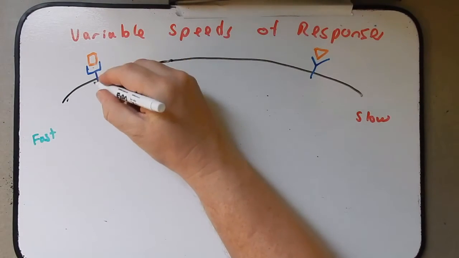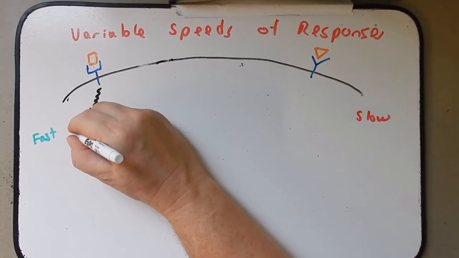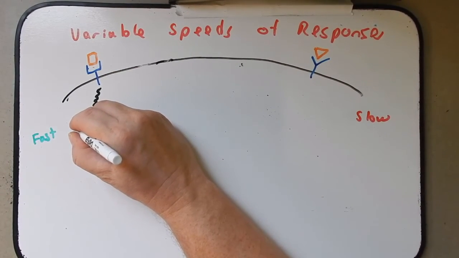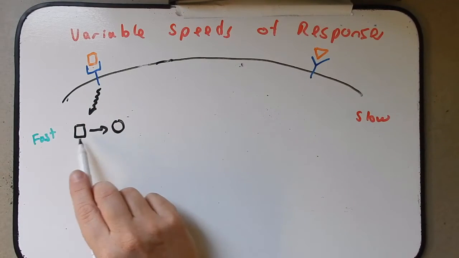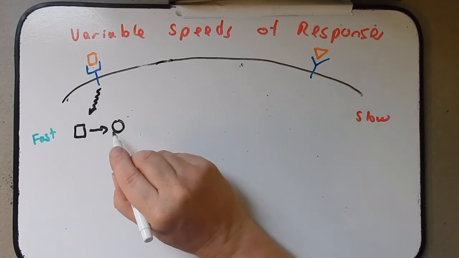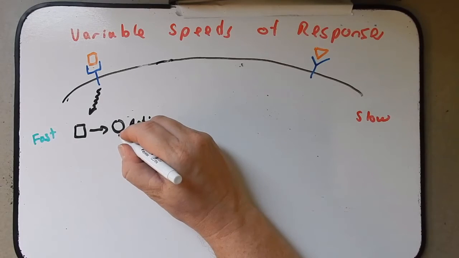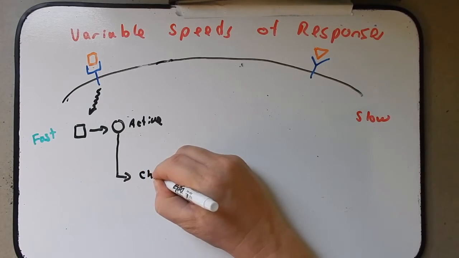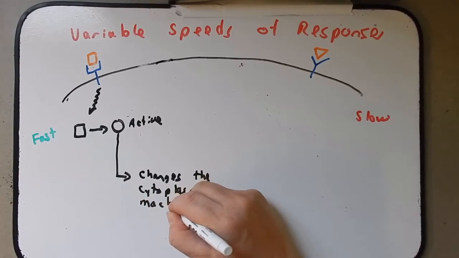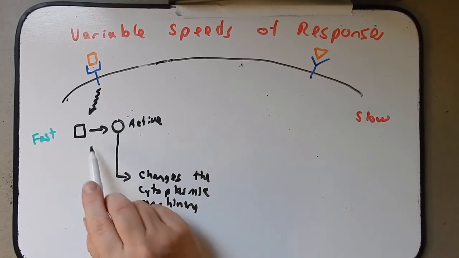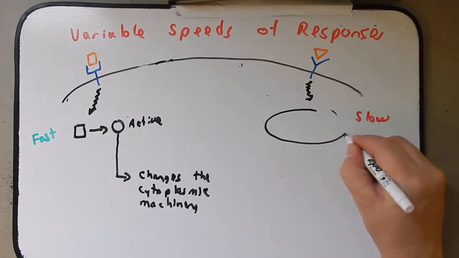Sometimes when a signal binds to the receptor, what it needs to do is to modify a protein that's already made. So I'll just make it very simple here, from a square to a circle protein. But this new one here is the active protein. And this active protein overall changes the cytoplasmic machinery, meaning it's changing this protein.